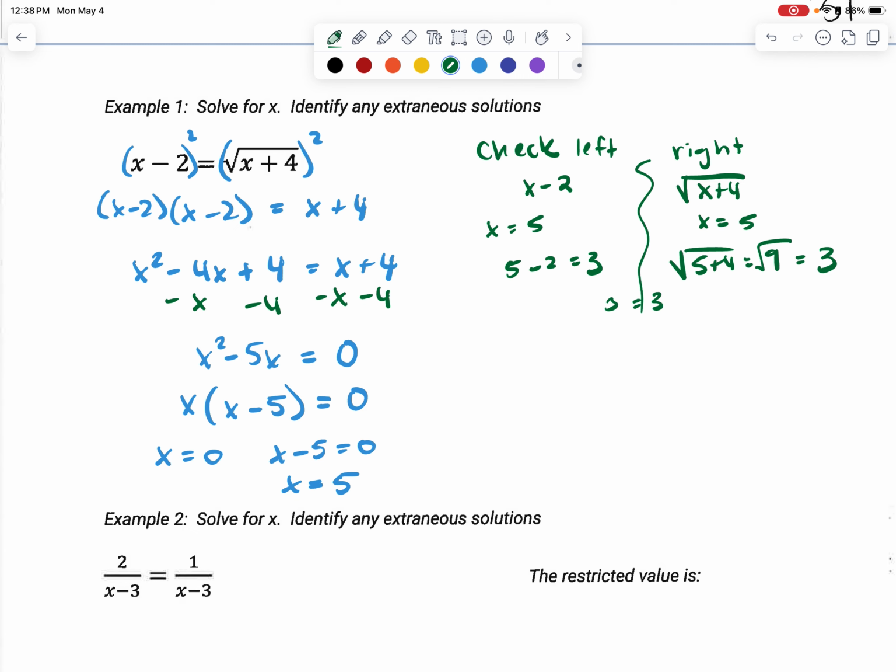Since 3 equals 3, we're good there. Now let's check when x equals 0. X minus 2, where x equals 0, is negative 2.